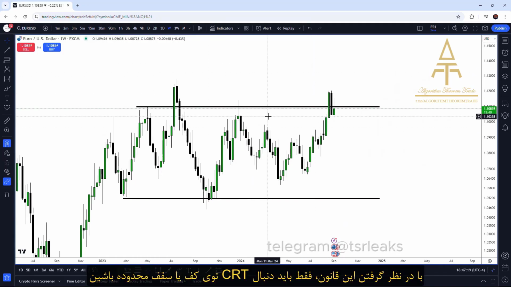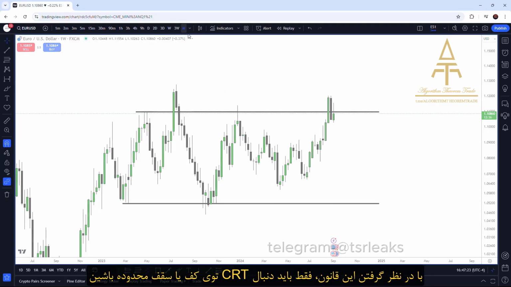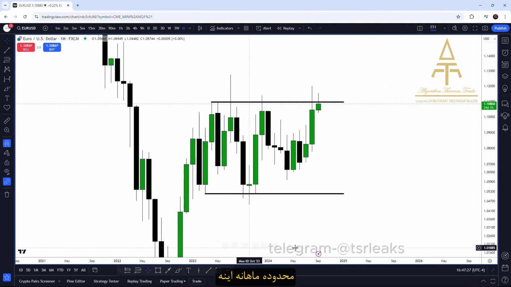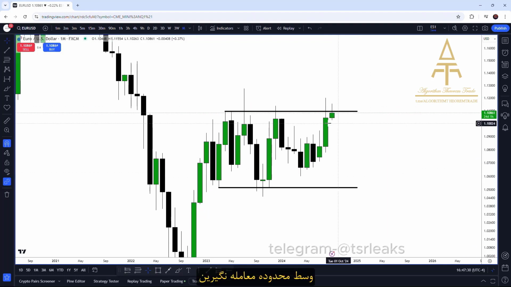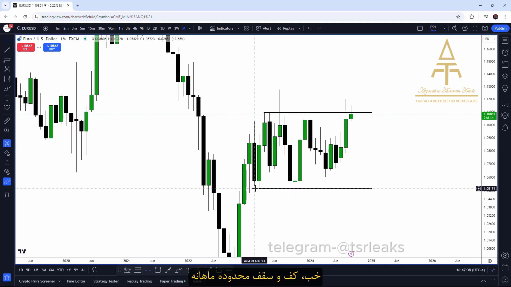Keeping that rule in mind, you must only look for CRTs at the low or high of a range. This is a monthly range. You do not execute trades in the middle of a range, you execute them at highs and lows. Now, monthly range low, monthly range high.